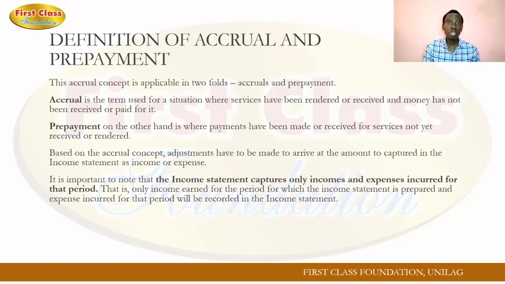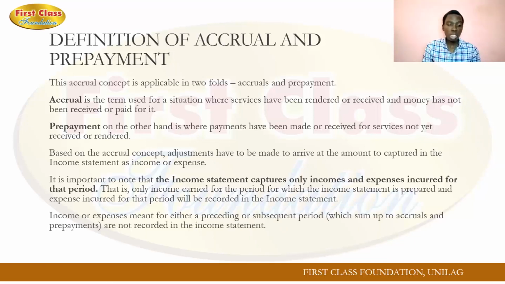It's only in the statement of cash flows, which we will not be doing until year 3, that it's prepared on cash basis. That means when payments are actually made. In the income statement, we record expenses whether or not they involve a flow of cash. So whether cash has been paid or received or not, we recognize such expenses or income as long as it is for that period for which you are preparing the income statement.